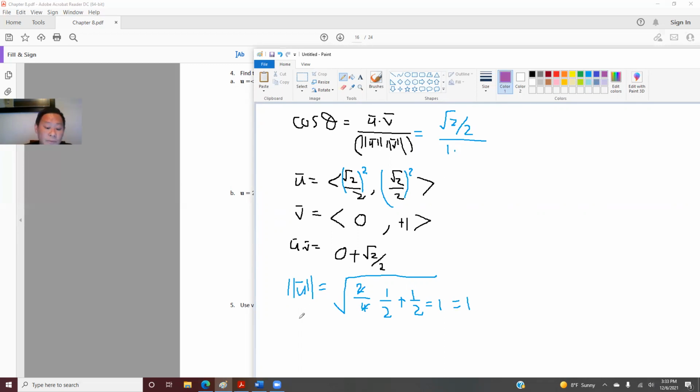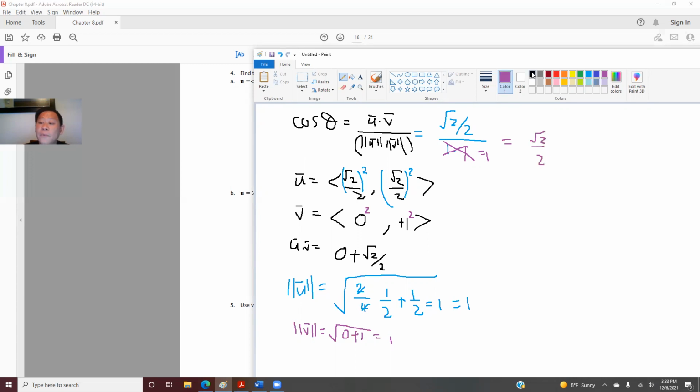Now we do the magnitude of V. So that is taking this square plus that square. So 0 squared is still 0. 1 squared is still 1, so you still get 1. Okay, and this one, 1 times 1 is redundant because you get 1. And anything over 1, you get back the same thing. So this is actually root 2 over 2.